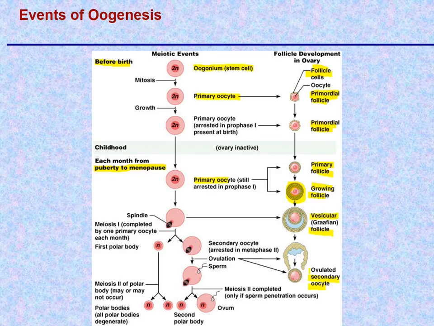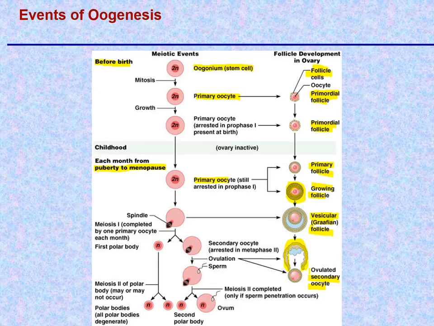We start with a primordial follicle developing into a primary follicle, then actually it's a secondary follicle after that, and then it's a vesicular follicle, sometimes called a Graafian follicle, and then release of a secondary oocyte. This structure here, the cells lining the ruptured follicle, will then go on to form what's called the corpus luteum.